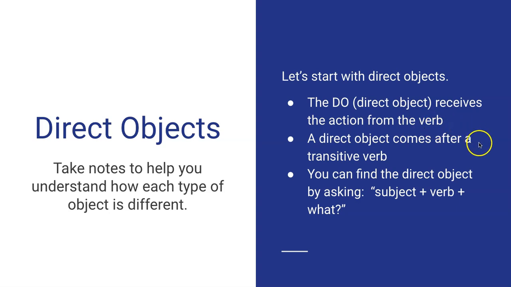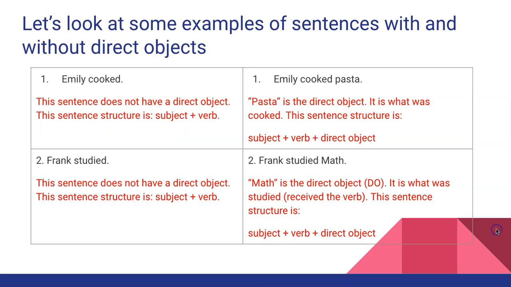The direct object comes after a transitive verb. We will learn more about transitive verbs soon. And you can find the direct object if you ask the subject, then the verb, and then ask what. So let's take a look at some examples. Look at this sentence. Emily cooked. This sentence does not have a direct object because the cooking action is not received by anything. There's nothing after the verb. So this sentence structure is only subject and verb.